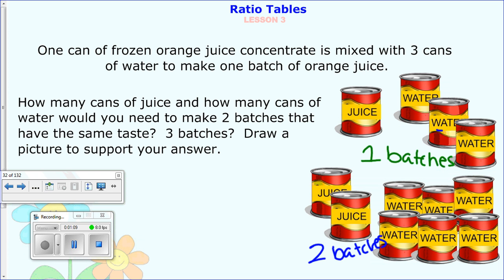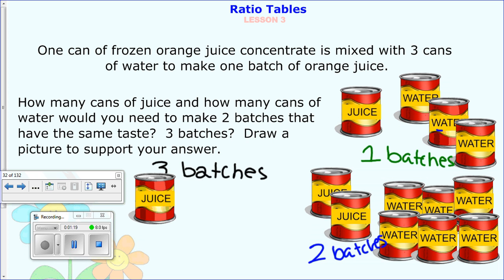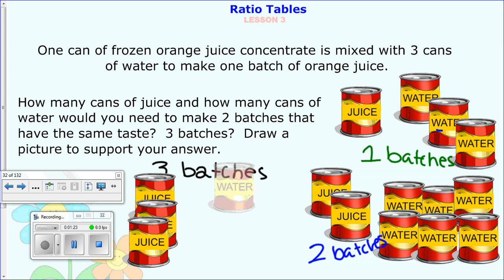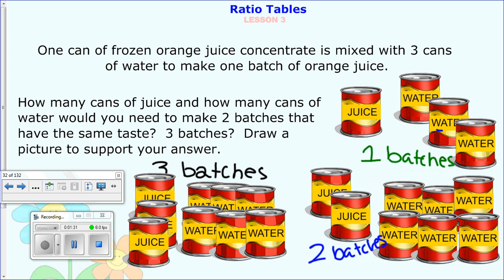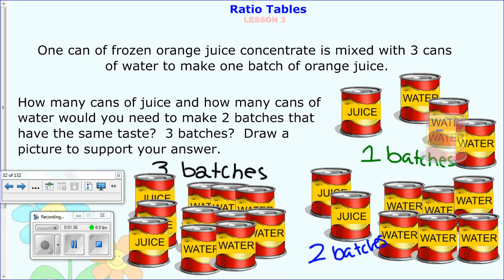If I drew a picture for 3 batches, that means everything is times by 3. So 1 juice turns into 3 of them. So it takes 3 cans of orange juice. And then, well, here's for 1 batch. Here's for 2 batches. And here is for 3 batches. So to make 3 batches, I need 3 cans of juice and 3, 6, 9 cans of water.